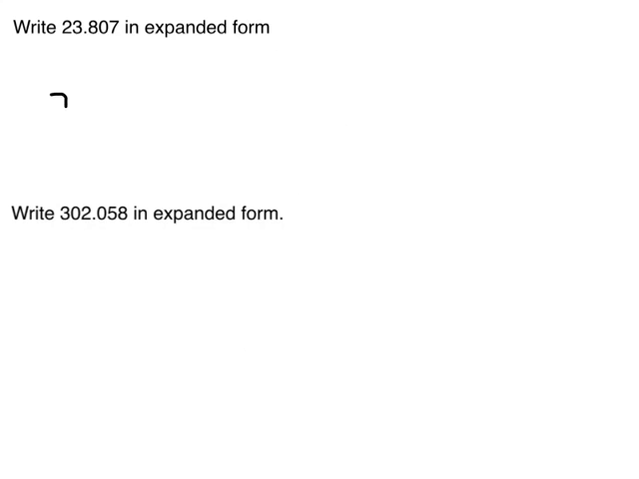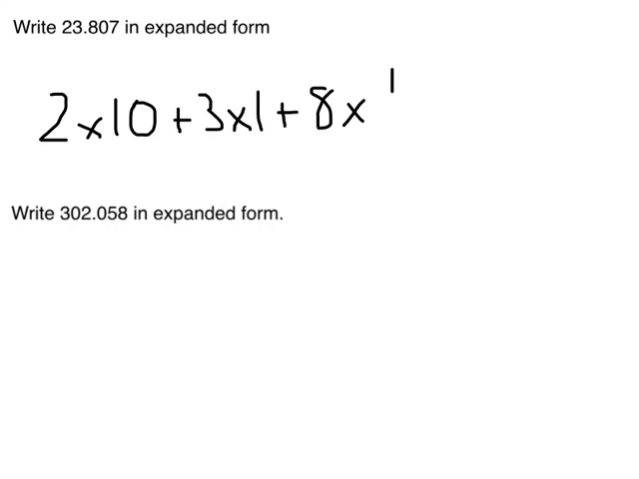Now let's write 23 and 807 thousandths in expanded form. Well, 2 is in the tens place, so 2 times 10. 3 is in the ones place, so plus 3 times 1. 8 is in the tenths place, plus 8 times 1 tenth. 7 is in the thousandths place, so plus 7 times 1 over 1,000. 2 times 10 plus 3 times 1 plus 8 times 1 tenth plus 7 times 1 over 1,000 is the correct expanded form.